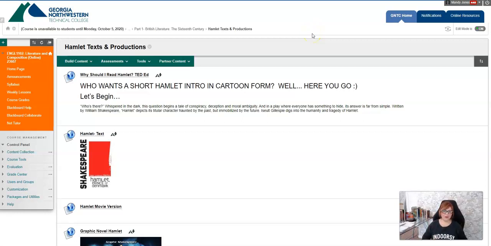Hey everybody, we're going to start Hamlet. I'm apprehensive because I've never taught Hamlet online. I've only taught it in person, face to face, full of drama. So, I don't know how this is going to go down, but we're in it together. So, here we go. So yeah, here's our Hamlet text.